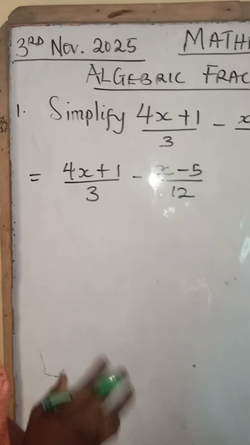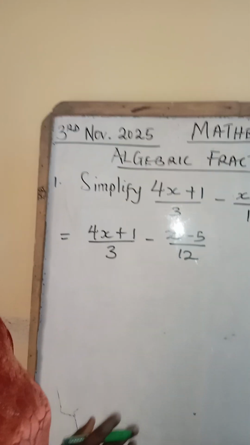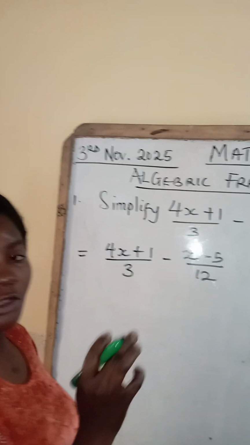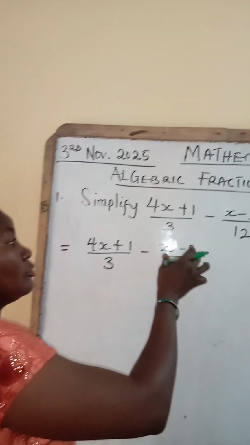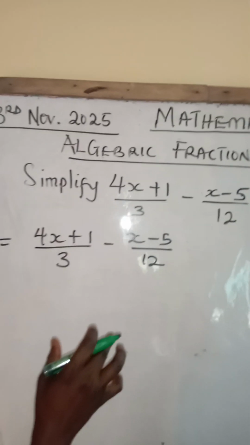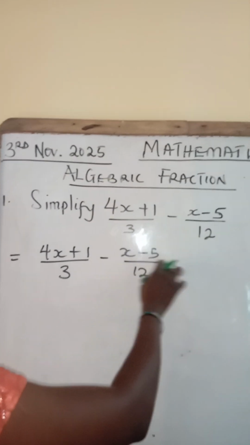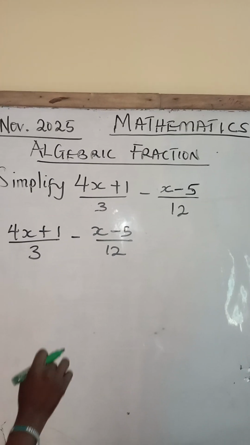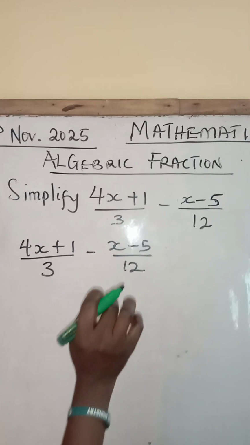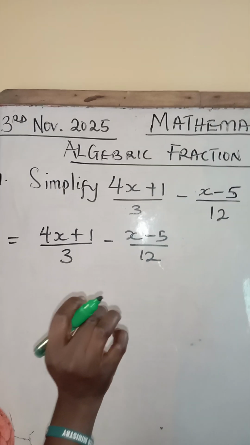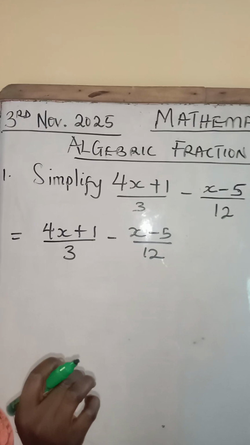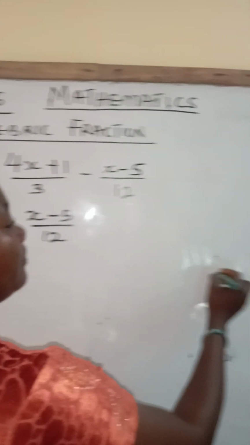Now, after writing the question down, the next thing you do, for every algebraic fraction, is find the LCM of your denominators. What are your denominators? 3 and 12. The 3 and 12 are your denominators. So you find the LCM of the denominators.